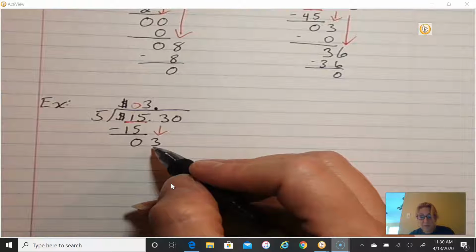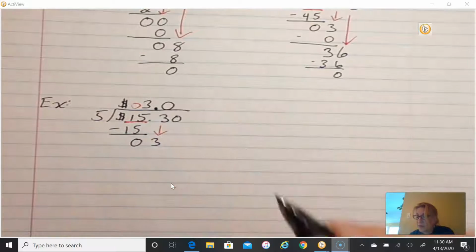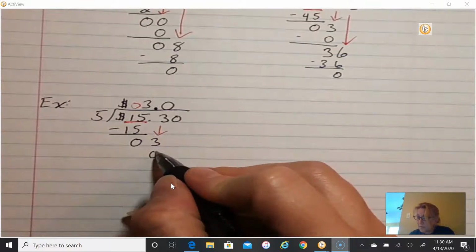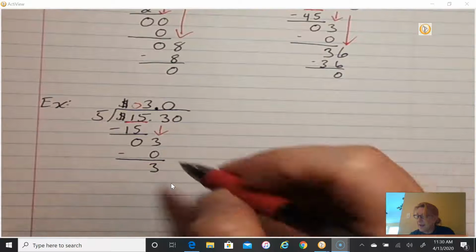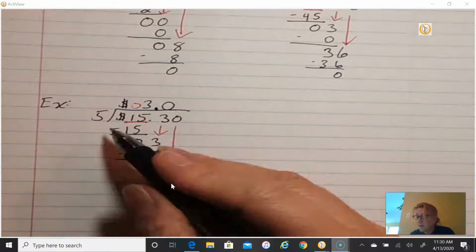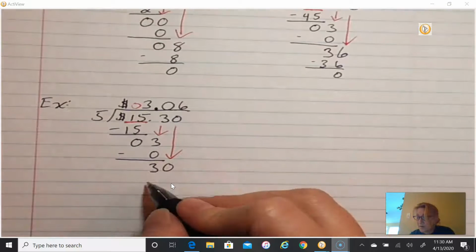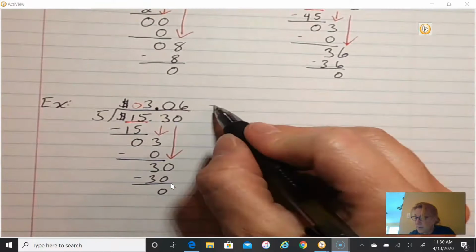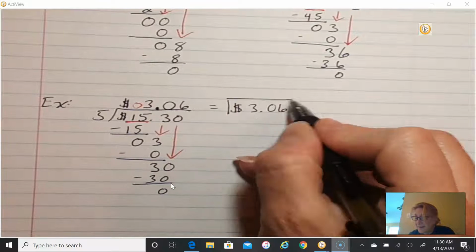Can 5 go into 3? No. We're going to put a 0 over that 3. 0 times 5 is 0. And you get 3. Now we bring down the 0. 5 goes into 30 6 times. 6 times 5 is 30. You subtract, get 0. So your answer is $3.06.